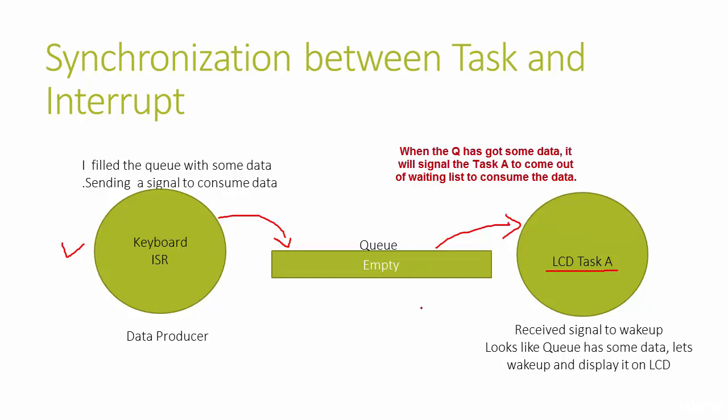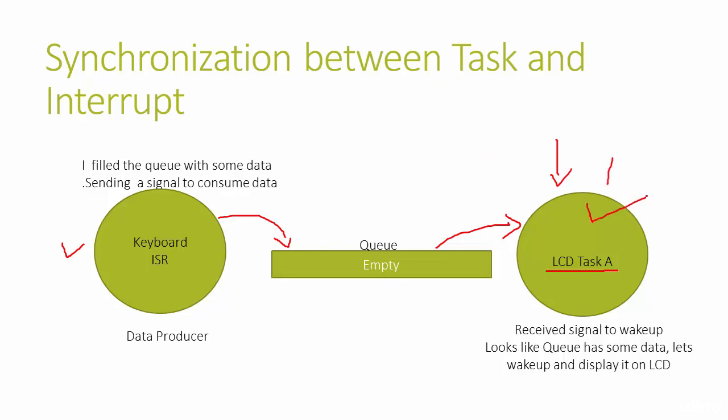So this gives a nice way of designing your application, isn't it? Otherwise the LCD task would have to keep wasting CPU cycles to check whether the queue has some data or not, because most of the time the queue may be empty. This task would keep on running on the CPU and burn a lot of CPU cycles, with the potential to drain out the battery. So the best way to design this is to let the task go to sleep, and whenever the queue has some data, let the queue wake up this task.